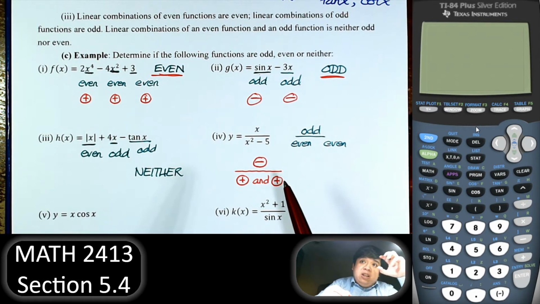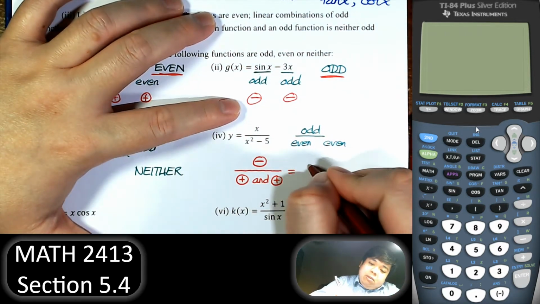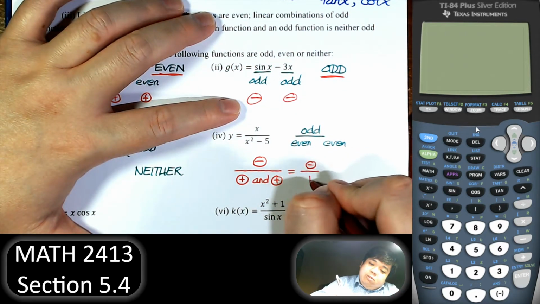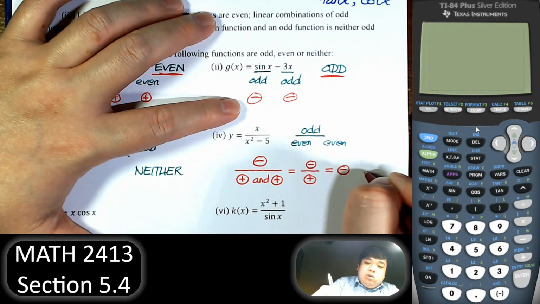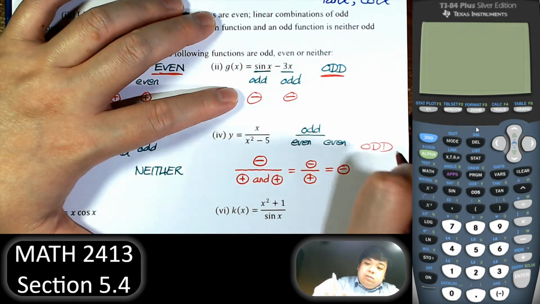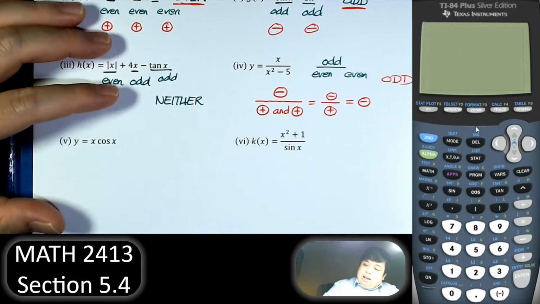So that's what we have. On the top is a negative, the bottom we have a positive and a positive. Of course, positive and positive is positive. Now when we divide, this is negative. So that's why this one is odd. Next.